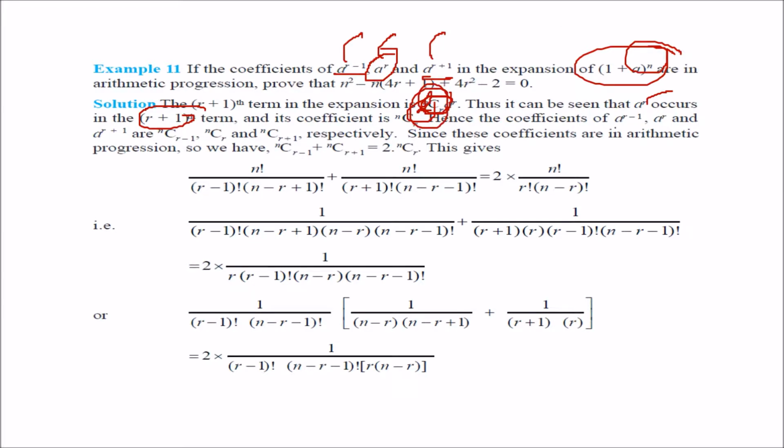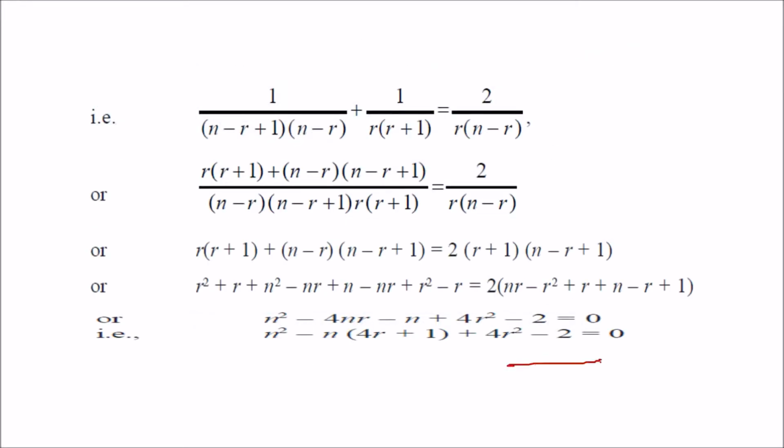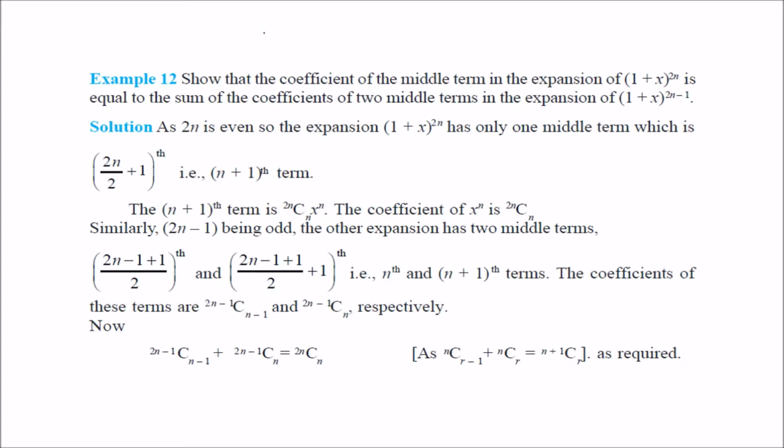So the coefficients of a to the power r minus 1, r, and r plus 1 are nC(r minus 1), nCr and nC(r plus 1). And since they are in AP, the first and last, if you add, will give you twice the middle one, 2 into nCr. When you expand them, all this will get cancelled, and finally you will get a result like this: n squared minus (4r plus 1) n plus 4r squared minus 2 equals 0. This is what was required.